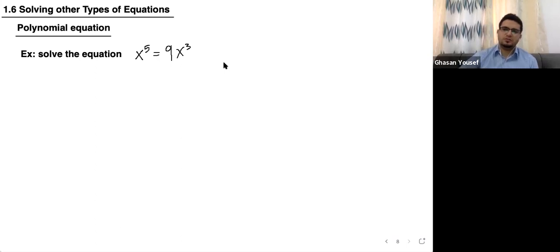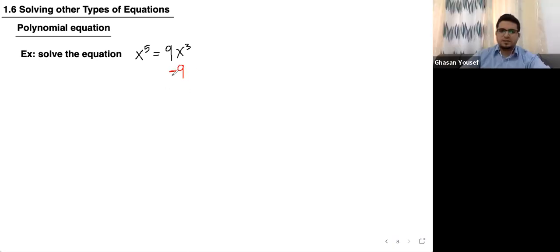So what do we have to do first? I would subtract 9x to the 3 from both sides. The best way here is to move all variables and numbers to one side and make the other side equal 0, like the quadratic equation. As I said for the quadratic equation, move everything to one side and make the other side 0. So the same thing here, I have to subtract 9x to the power 3 from both sides.